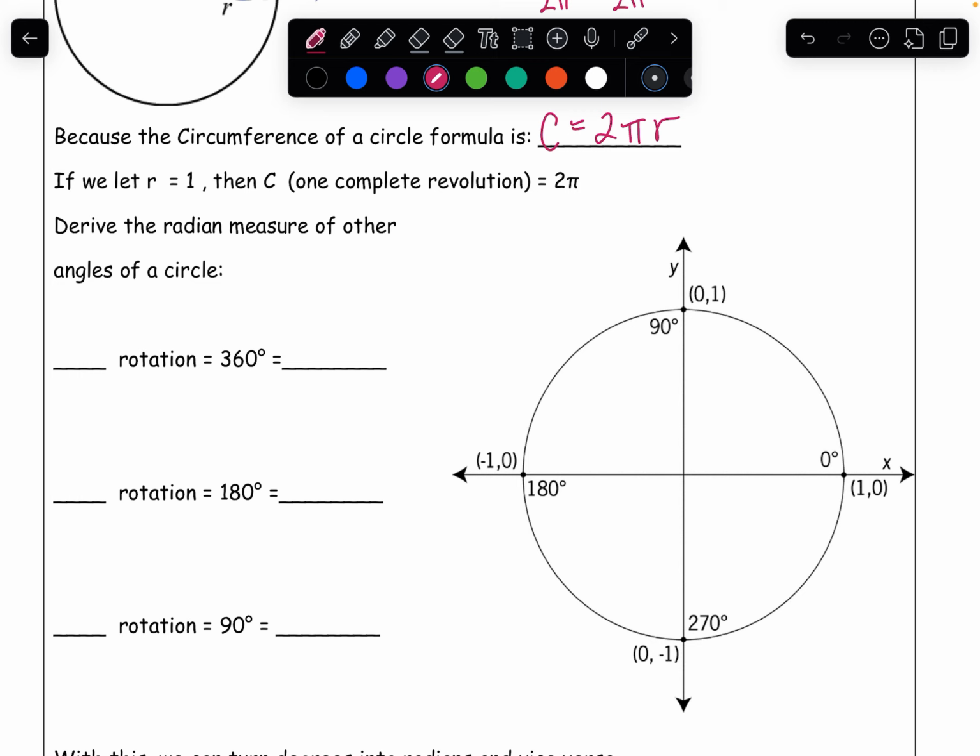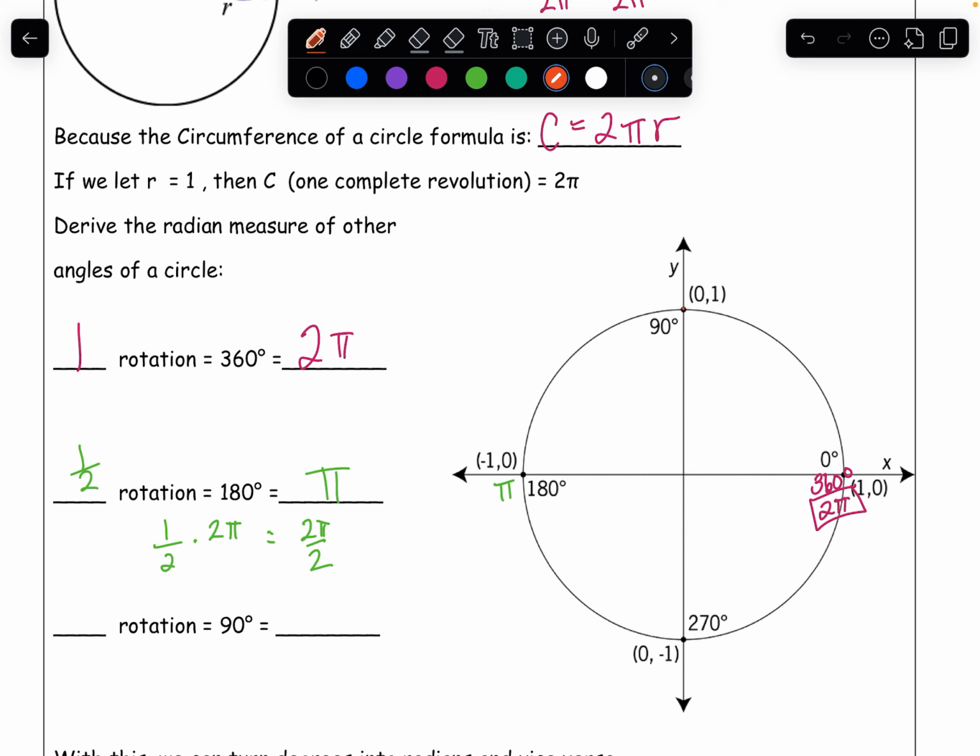So if we have 1 full rotation, we have 2 pi. So 1 full rotation would end up right here, and that's going to be 2 pi. Now, 180 is half a rotation. So what's 1/2 times 2 pi, which gives us 2 pi over 2, which is pi. So what we've just found out is 180 is pi.